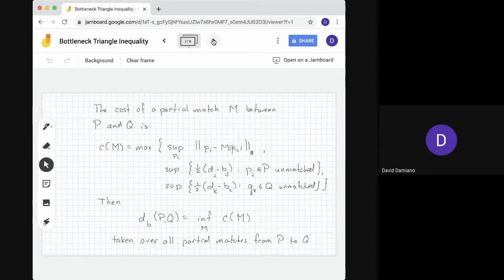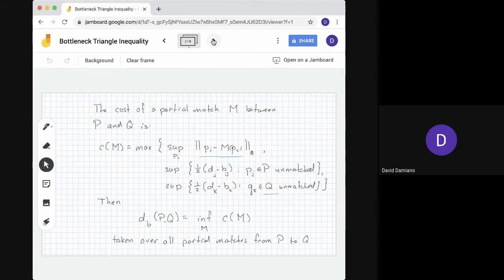Okay. Now, to define the cost of a partial match, that's going to be c(M) equals the maximum of 3 different values. The first value is the sup, or maximum, of the infinity norm distance between p_i and its matched point, M of p_i. Then we have the unmatched points in P. We want to take the sup of the distances from those points to the diagonal. And we have the unmatched points in Q. We want to take the max or sup of the distance between those points and the diagonal. So the cost function is the maximum of these 3 values.